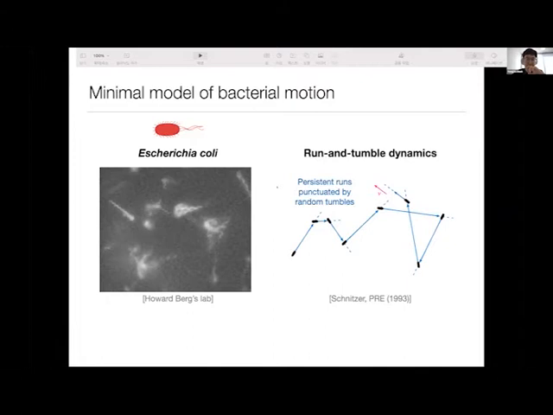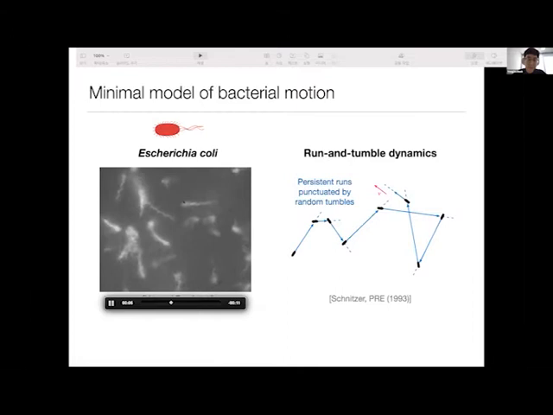So how do you describe this bacterial motion? To keep things simple, of course the actual motion has much more complex mechanisms, but if you just focus on the main features, then how these bacteria move is essentially like this. They move their flagella, and then they travel in a straight line for a while, and then they start to tumble around. And after some tumbling phase, they start to move in another direction. So this is essentially a series of run and tumble motion, which is shown here.